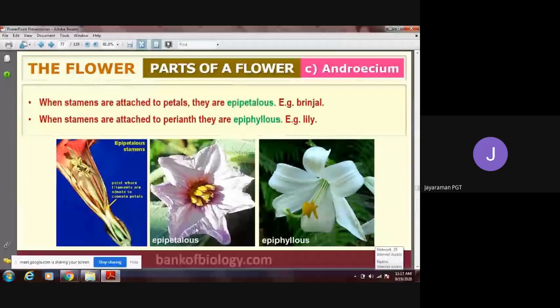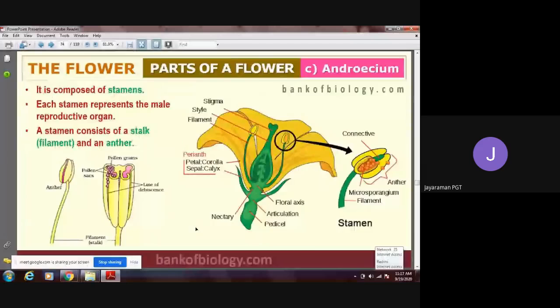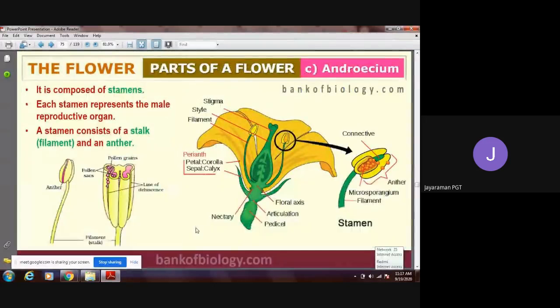Okay, today let me complete up to the androecium. The imbricate aestivation and vexillary aestivation are over. Then coming to the androecium, the male part is composed of stamens. The androecium is made up of stamens. Stamens represent the male reproductive organ.